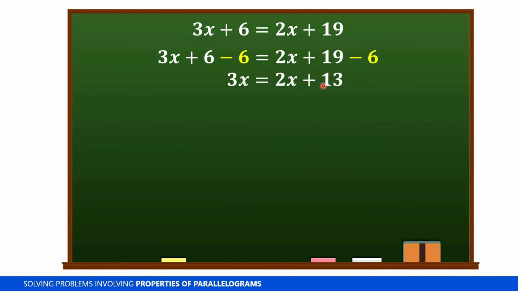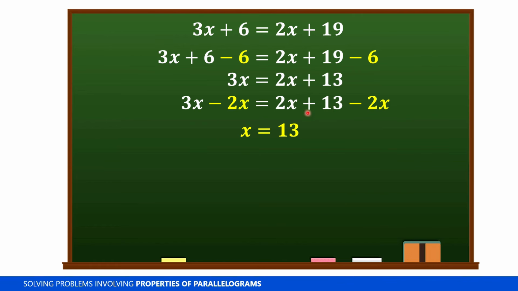Next, let's eliminate 2x on the right side. So again, using the addition property of equality, let's add negative 2x to both sides to eliminate positive 2x on the right side of the equation. So 2x minus 2x is equal to 0. So we now have 13 on the right side, and then 3x minus 2x on the left side is equal to x, meaning we have solved for x already. So x is equal to positive 13. And we are going to use this to determine the measurement of our indicated angles.